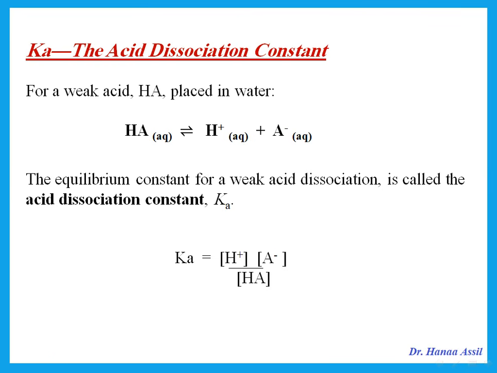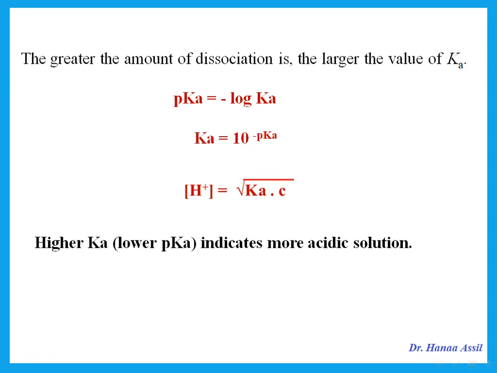So Ka is concentration of products over reactants, so it's concentration of H plus times A minus over the original concentration of the acid. The greater the amount of dissociation, the larger the value of Ka. So remember that a higher value of Ka means more acidic solution. pKa is minus log of Ka, and the Ka is 10 to the minus of pKa.